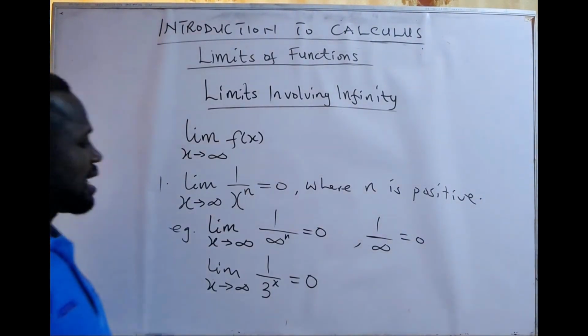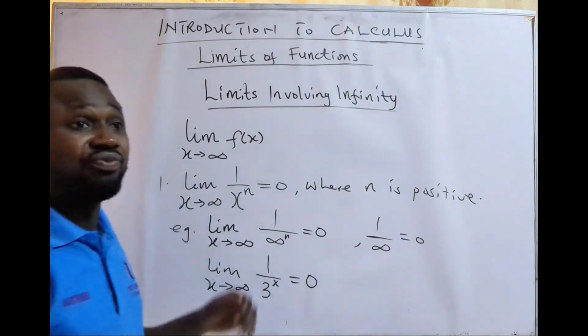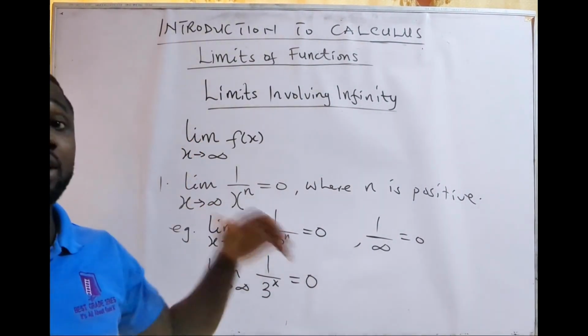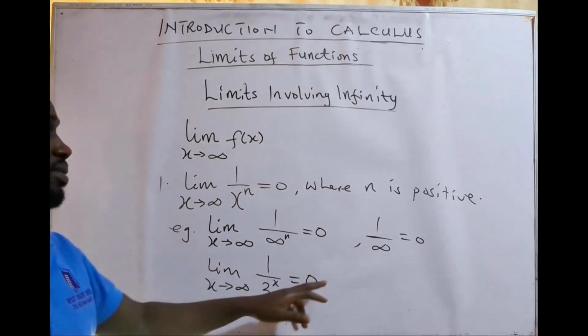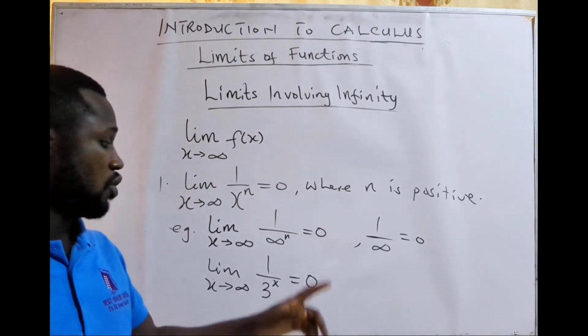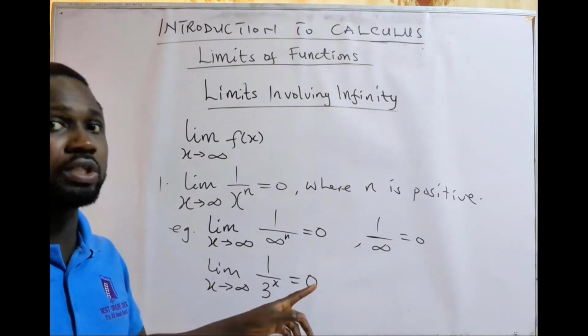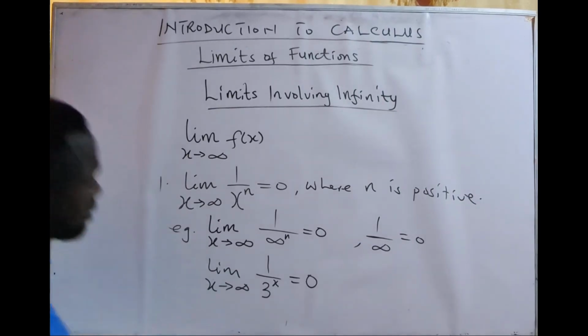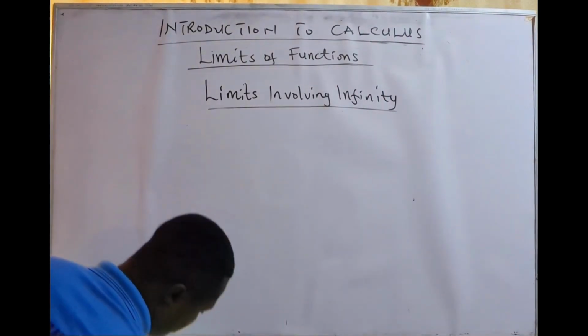So anytime the denominator is very large, approaching infinity, then the value will be getting close to 0. So we say that it's equal to 0. That is what we have to take note of.